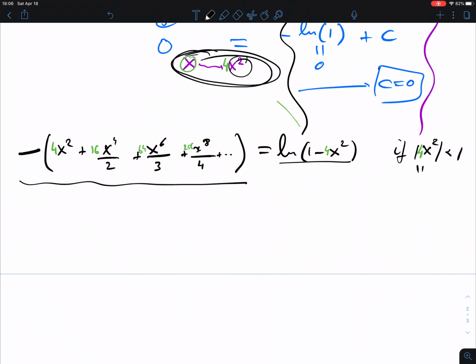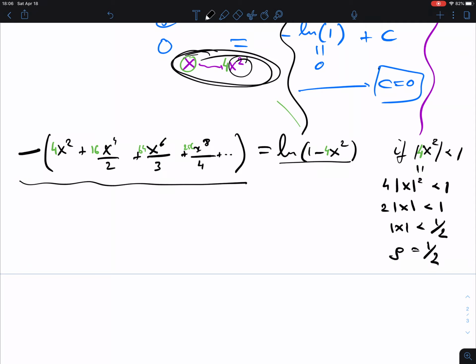This means here that we have 4 times x squared less than 1. We can still take the square root of both sides, but the square root of 4 is equal to 2. So 2 times x less than 1. So x less than a half. So rho has become a half.